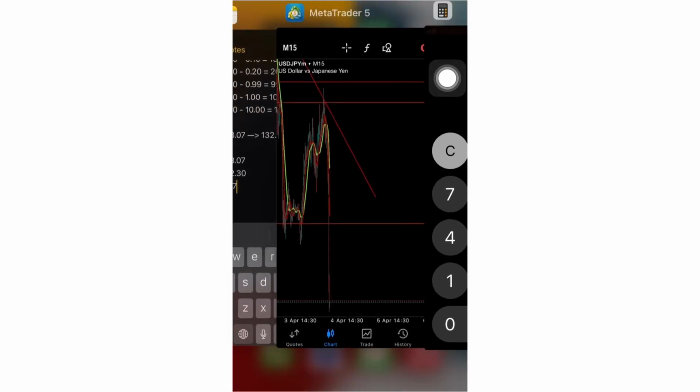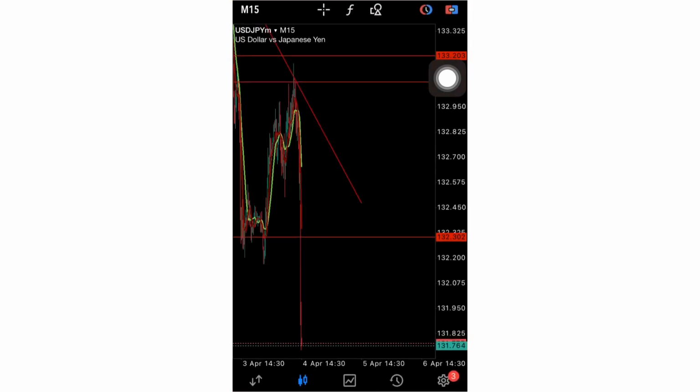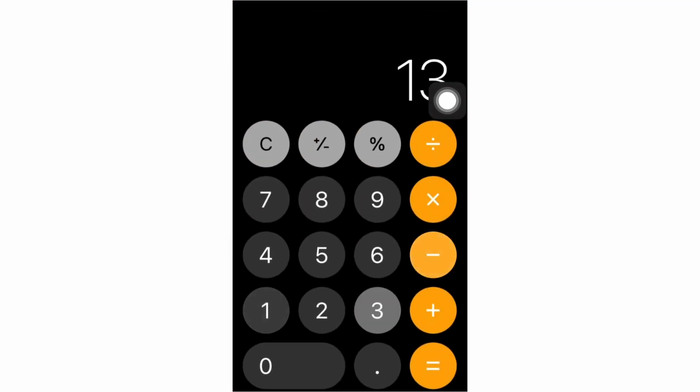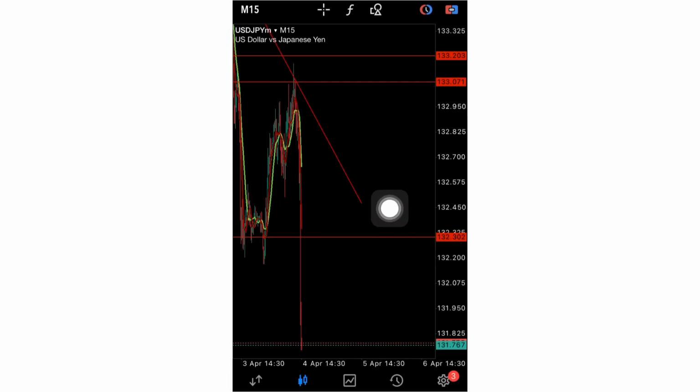133.20, right? 133.20 minus 133.07. So we have 13 pips. Easy peasy. This is as simple as ABCD, guys. Now we have 13 pips as what? As a stop loss, right?